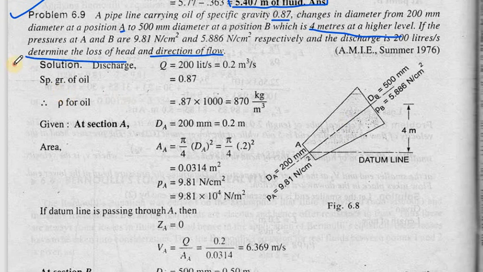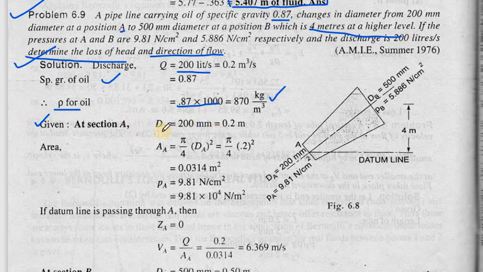Okay, that we need to calculate. So first we'll write all the given parameters. We have been provided with the discharge value, which is 200 liter per second. As I've told you, mostly your calculation is done in meter cube per second, so we need to convert it, dividing by 1000. So the discharge is 0.2 meter cube per second. The fluid flowing in this pipe is oil, with a specific gravity of 0.87. So the density of oil will be the specific gravity multiplied by 1000. So 0.87 into 1000 gives 870 kg per meter cube. So the density is 870 kg per meter cube.